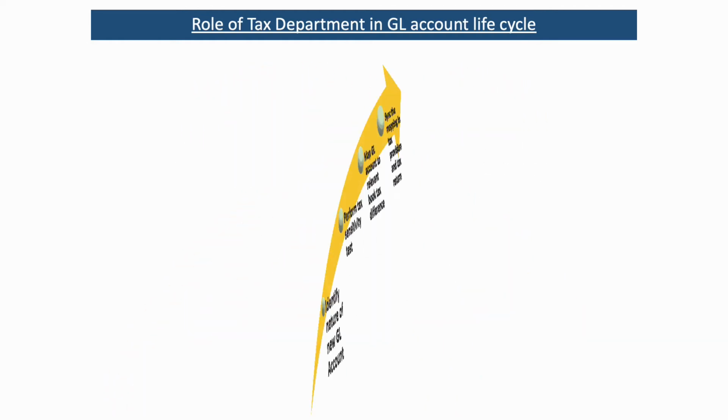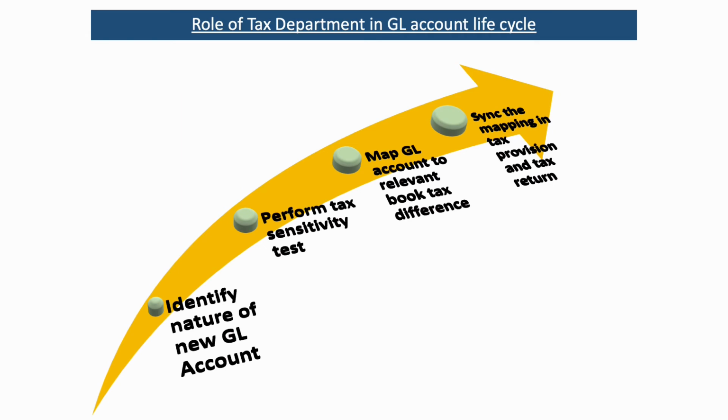So now moving on to a deeper dive of the role that the tax department plays in the life cycle of a GL account. The key steps that a tax department performs: first is the identification of the nature of the GL account, whether it's an income account, expense account, or a balance sheet account like a liability or an asset or any other equity related account for that matter. Then you are required to perform a tax sensitivity test, which tells you whether there's a book tax difference in the account that is being created.